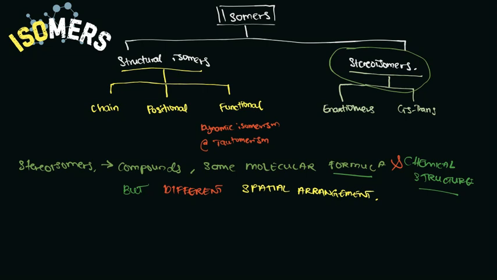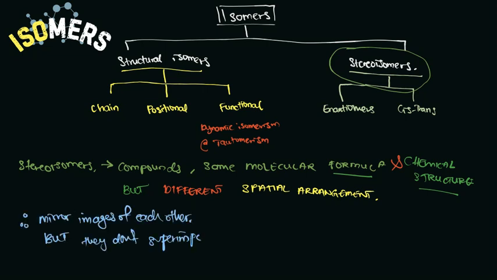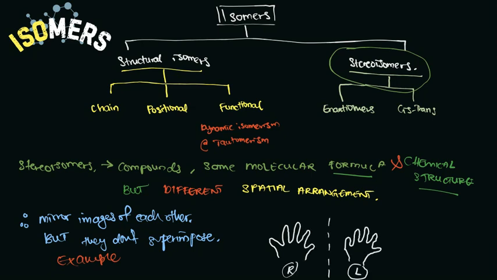Let's have a look at enantiomers as an example. They are mirror images of each other, but they don't superimpose. Example, our hands. They are a perfect example of mirror images of each other, but if we try to superimpose them, that is, we put one hand over the other, they do not form the exact same arrangement. Therefore, they have the same molecular formula, same chemical structure, but because the arrangement is different, they cannot superimpose and they are not one and the same.